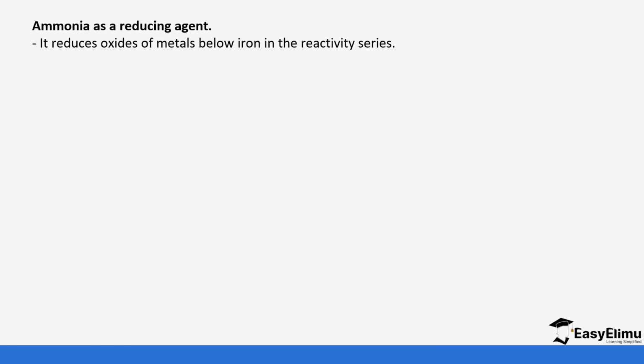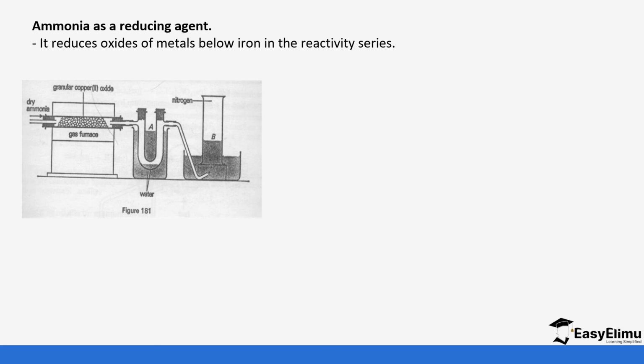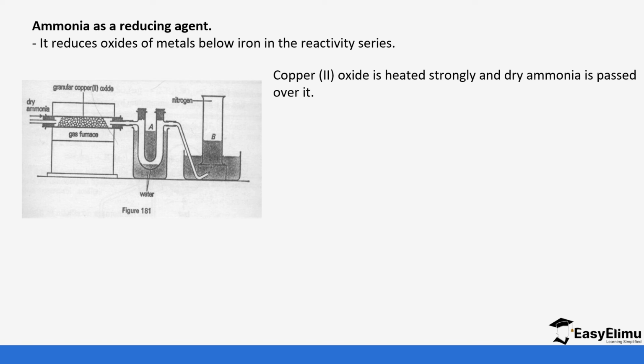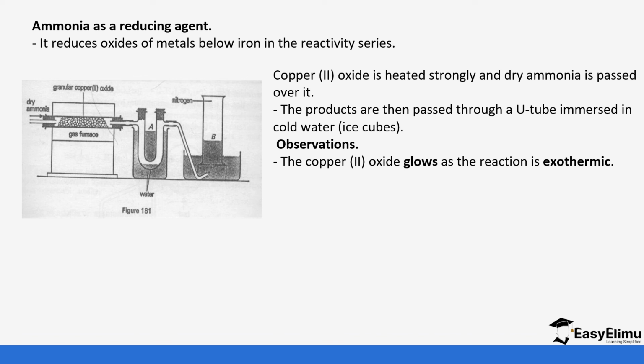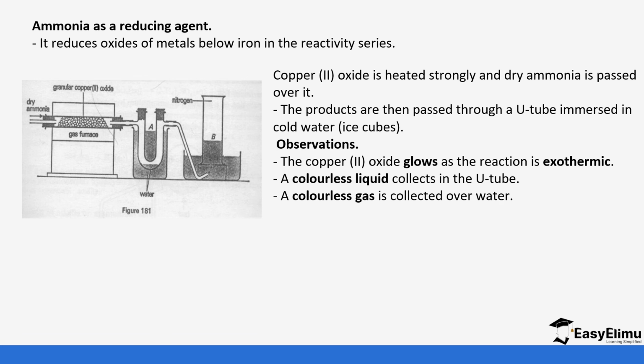Next, ammonia also reduces some oxides of metals below iron in the reactivity series. Remember, we mentioned this when we were preparing nitrogen. Ammonia is passed through a tube containing copper 2 oxide. It's going to reduce copper 2 oxide to copper metal, and itself is oxidized to nitrogen and water. Copper 2 oxide is heated strongly and dry ammonia is passed over it. The products are then passed through a U-tube immersed in cold water. Copper 2 oxide will glow as the reaction is very exothermic, and then a colorless liquid collects in the U-tube. The colorless gas is collected over water.